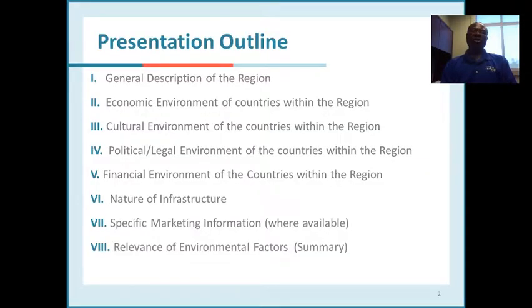My presentation outline is as follows. It follows basically what we have in the syllabus: general description of the region, economic environment, cultural environment, political legal environment, financial environment, nature of infrastructure, specific marketing information, and relevance of environmental factors.